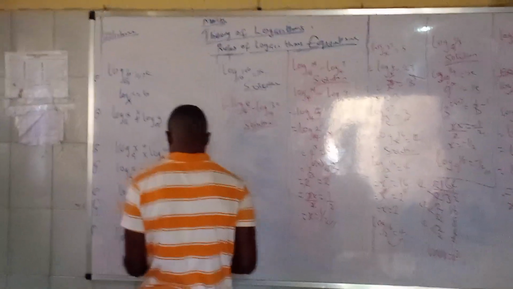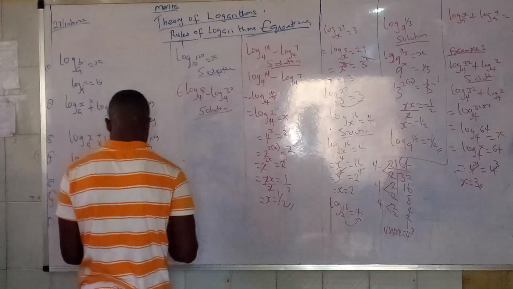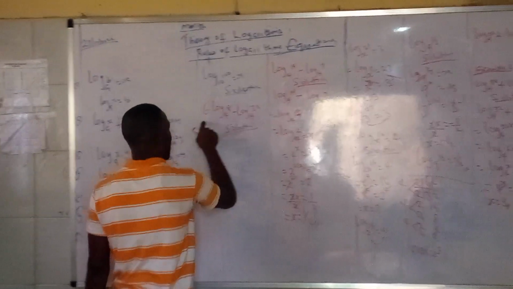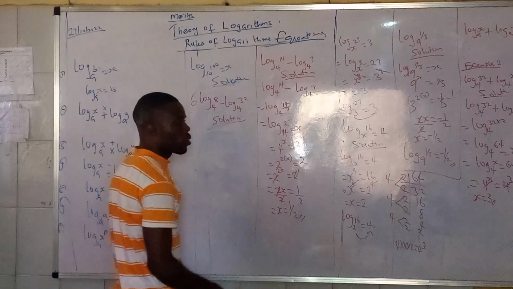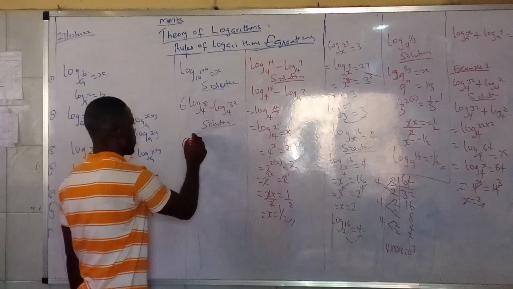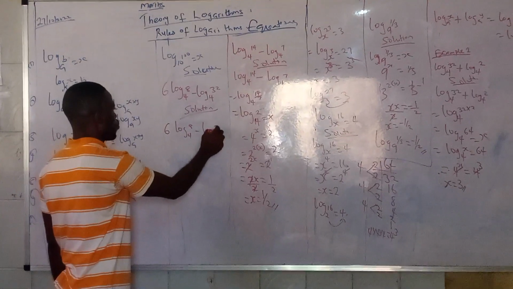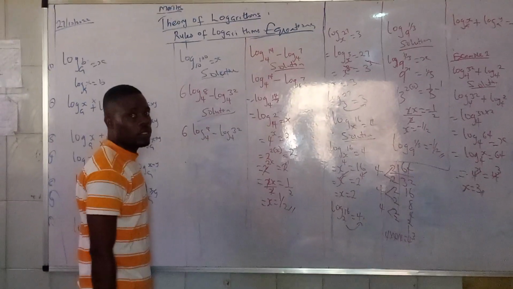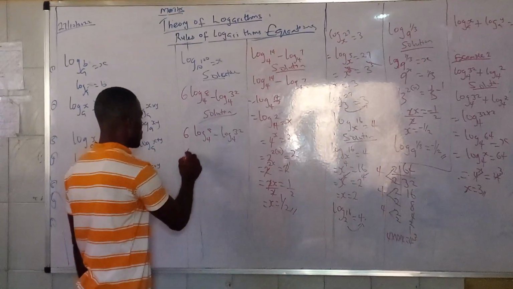We are given 6 log 4 to the power of 8 minus log 4 to the power of 32. When you are given this, we have 6, we don't have any number here. Therefore, this will give us 6 log 4 to the power of 8 minus log 4 to the power of 32.